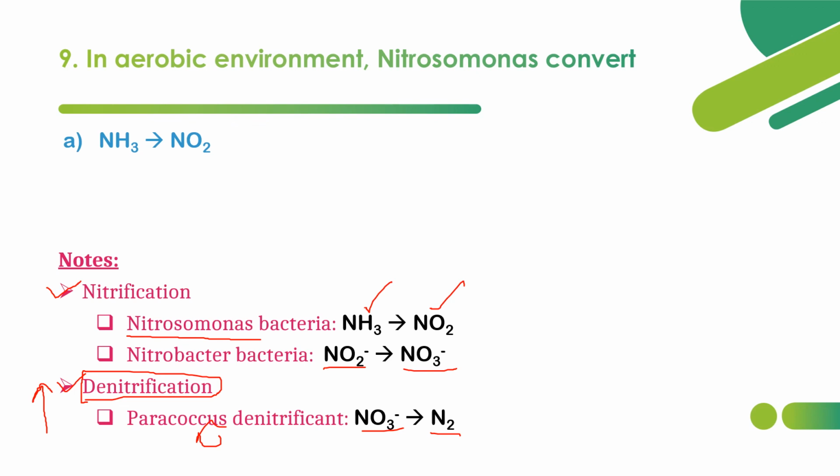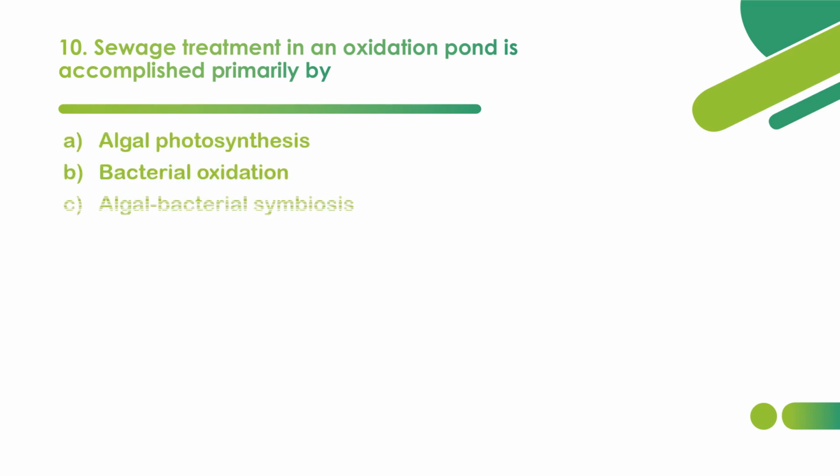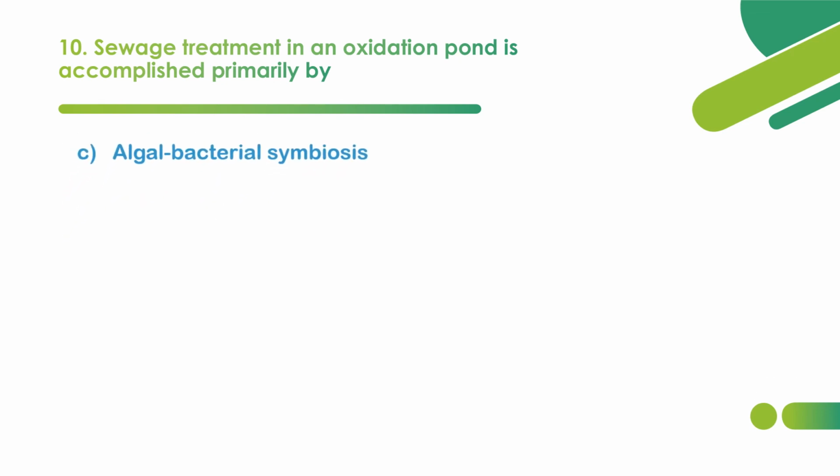Now let's move on to the last question. Sewage treatment in an oxidation pond is accomplished primarily by. So what is that phenomenon? Algal photosynthesis, bacterial oxidation, algal bacterial symbiosis, chemical oxidation. So what is that phenomenon basically achieved while treating sewage in an oxidation pond? That phenomenon is called algal bacterial symbiosis.